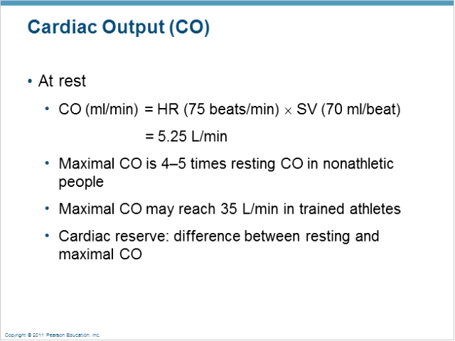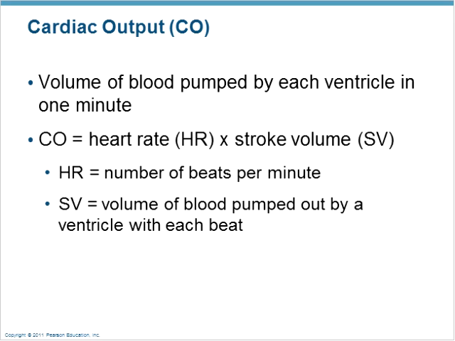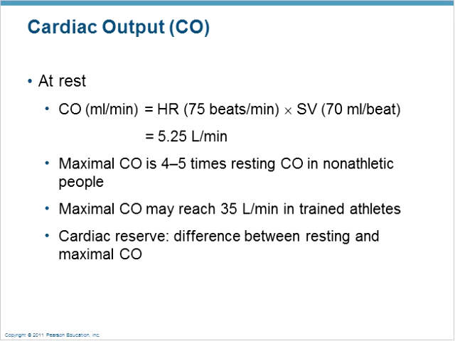So, cardiac output in milliliters per minute is the heart rate, 75 beats per minute, times, as I said, the stroke volume, which is the volume of blood pumped out by the ventricle in each beat, and that equals about 5 1/4 liters per minute. So each ventricle pumps approximately 5 liters per minute.